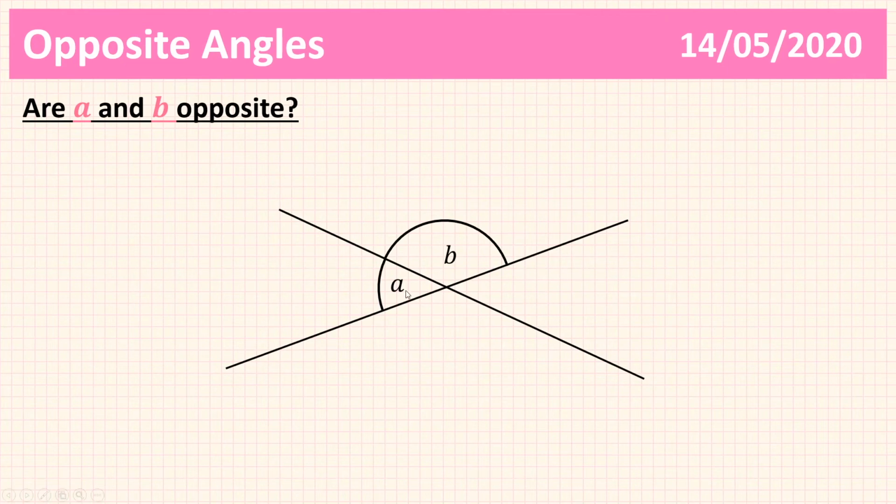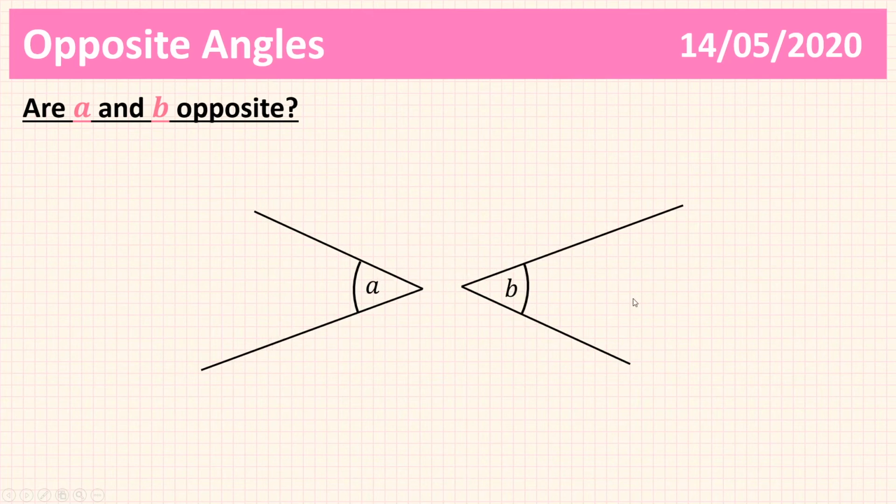Well, with this one, we can see we have two straight lines that intersect at one point, that cross at one point. However, A and B are on the same side of one of the lines. They are not opposite each other, so they can't be equal. A and B are on this straight line. So because they're on a straight line, they must sum to 180. What about this diagram?